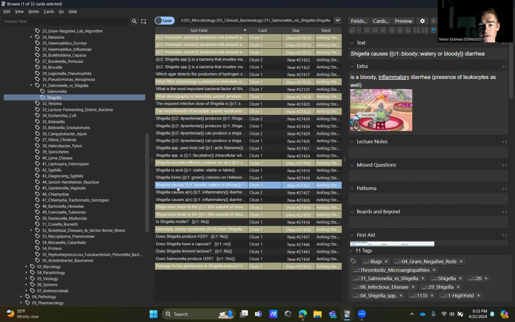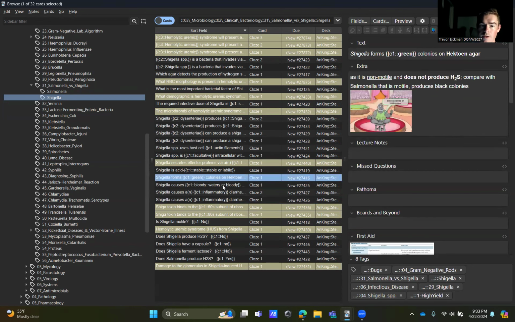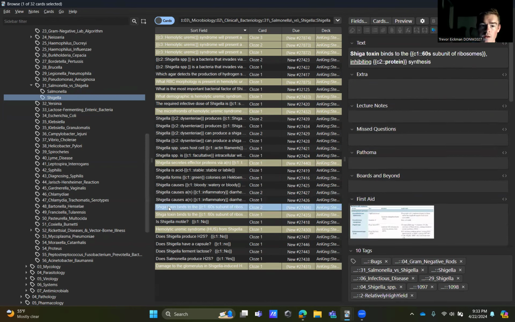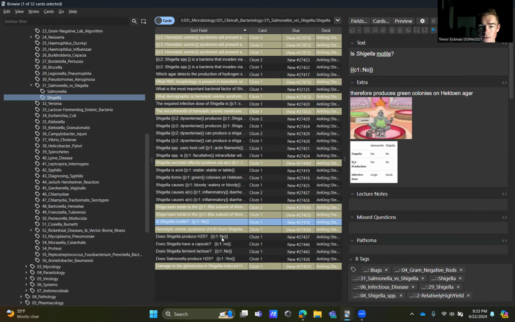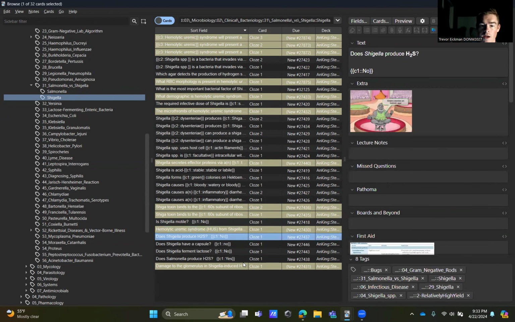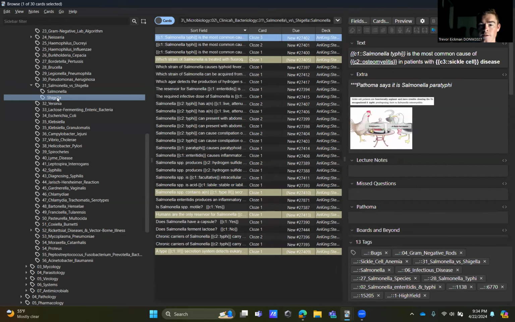And then you can grab the next 5, talking about characteristics of colonies, the watery or bloody diarrhea, the inflammatory diarrhea. You can skip these 2 here, talking about the 60th subunit of the ribosome. That wasn't explicitly stated. Shigella is not motile. That's a good one to have. Again, skip the HUS card. And then from the bottom, you just don't want the last one, but you want the 4 leading up to it, talking about characteristics. And that is it for Shigella and Salmonella.